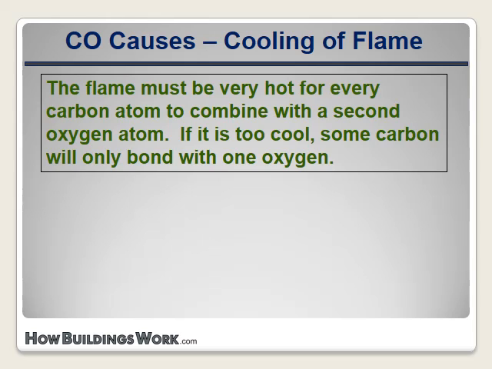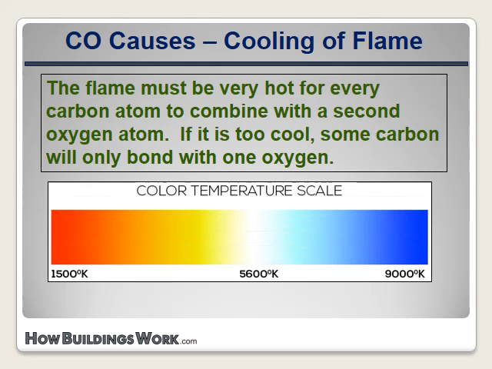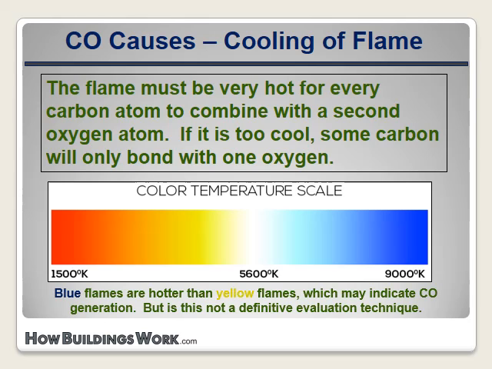In some cases, there may be a visual indication that this is happening. As the image on the screen shows, a very hot flame will emit blue light. A cooler flame will become more white and yellow. So ideally, when we observe flames, they'll be blue. Yellow tips can be okay. The combustion gases start to cool as they move away from the point of ignition, but flames that are substantially yellow can be an indication of problems. This is not a definitive way of diagnosing carbon monoxide generation, but it can be a useful clue.